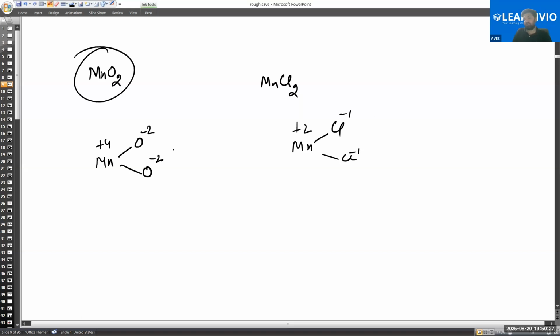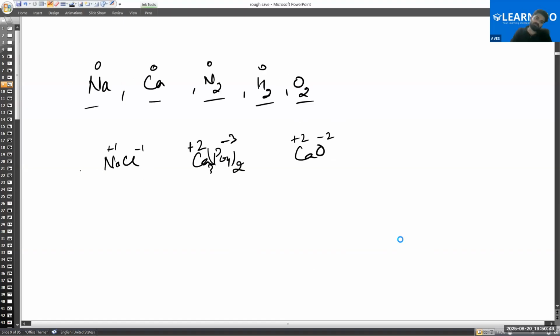So Mn can have two types of oxidation state. There are multiple atoms that have various oxidation states, like Fe2+, Fe3+, Mg2+, and Hg+1 and Hg+2. So there are different types of oxidation states. Okay, got it? Understood? Yes.